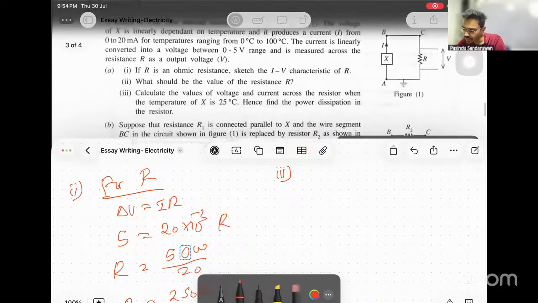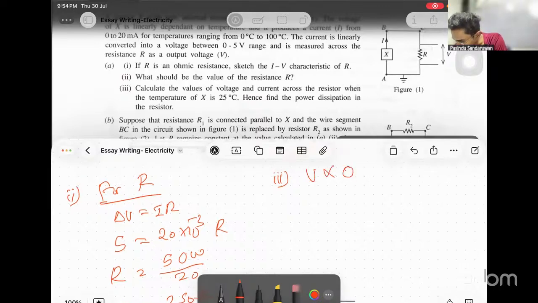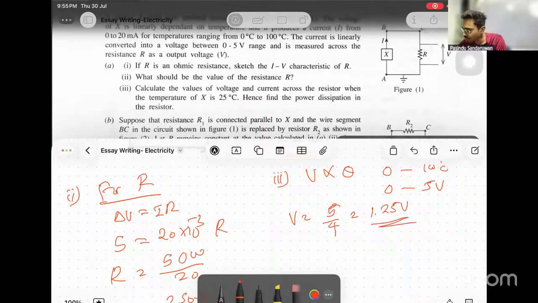Next, part 3. Calculate the values of voltage and current across the resistor when the temperature of X is 25 degrees Celsius. Hence, find the power dissipation in the resistor. The voltage changes linearly, which means voltage and temperature change linearly from 0 to 100. When temperature varies from 0 to 100, voltage varies from 0 to 5. Then if temperature is 1/4, voltage should be 1/4, so the new voltage is 5 over 4, 1.25 volts. It follows the same ratio.